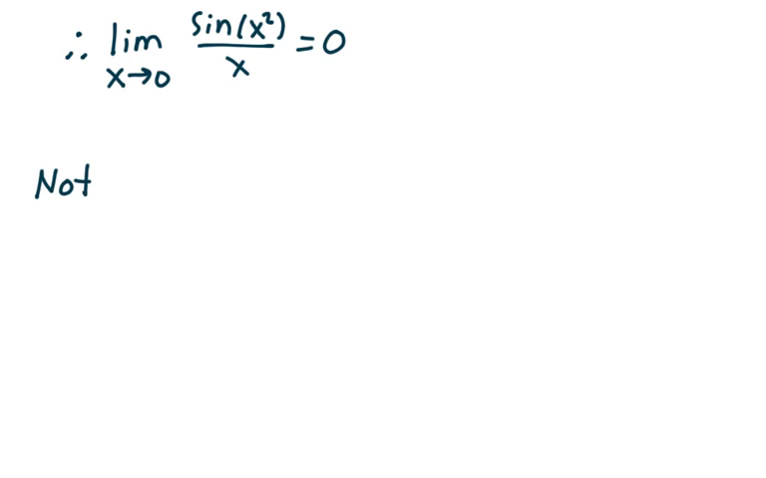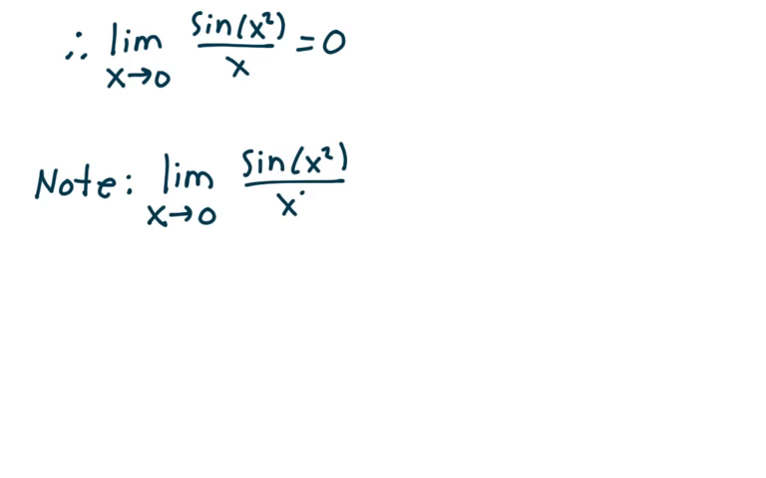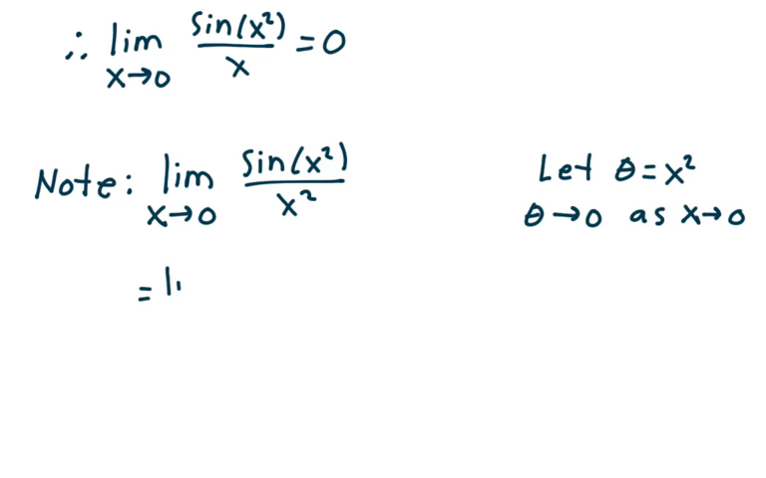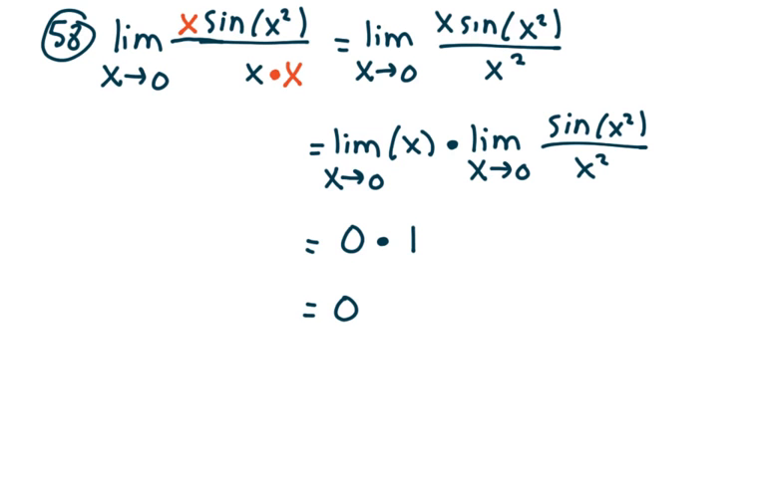And let's make a quick note here. I'm looking at the limit as x goes to 0 of sine of x squared divided by x squared. Let theta equal x squared. Now, theta goes to 0 as x goes to 0, right? And so this is the limit as theta goes to 0 of sine theta divided by theta. And that is indeed 1. So that's why I got 1 over here.